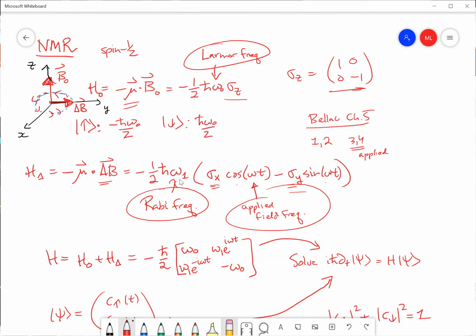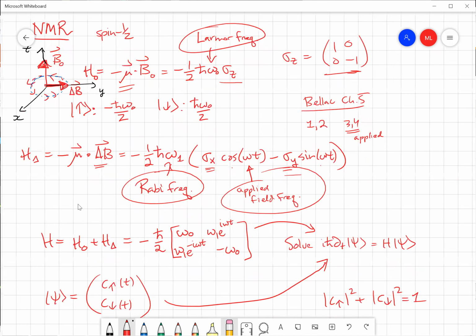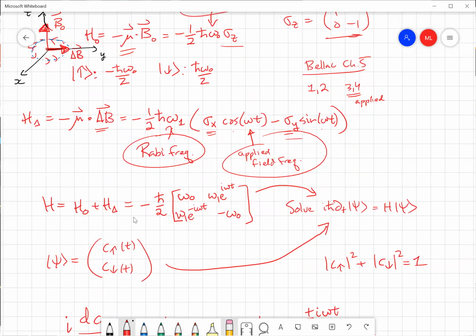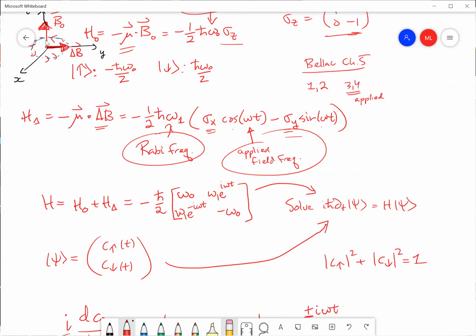Then we apply this oscillating field, some applied frequency omega, and because of the coupling to that oscillating magnetic field and its magnitude, there's an associated Larmor-like frequency for that field also, and that we call the Rabi frequency. It's just some names, there's three different frequencies, so you have to call them something. What happens is you can actually solve the time-dependent Schrodinger equation in the presence of the oscillating field and the static field.